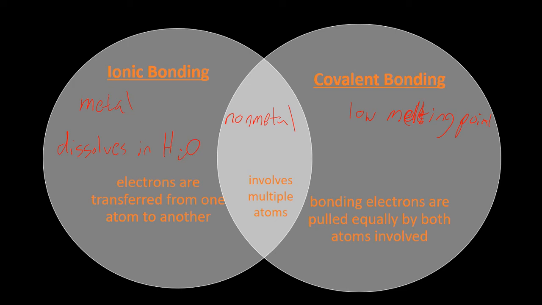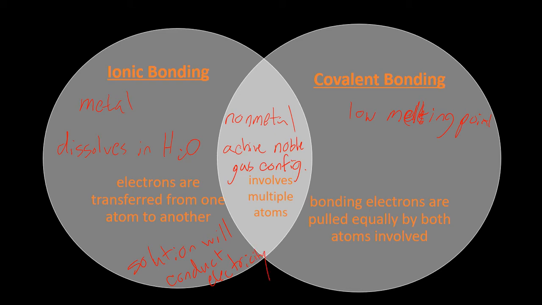And beyond that, achieving an octet is something that both ionic and covalent do. So achieve noble gas configuration is what they're both attempting to do. And then the other thing we said is that solution will conduct electricity. That is an ionic situation. And there you go. I think that's all we did for that.